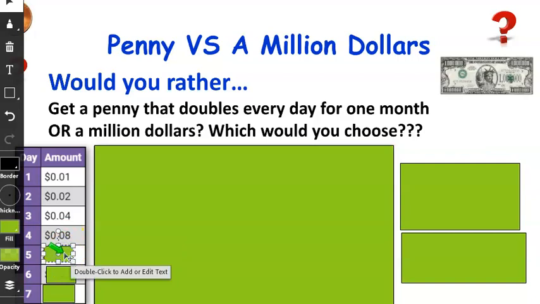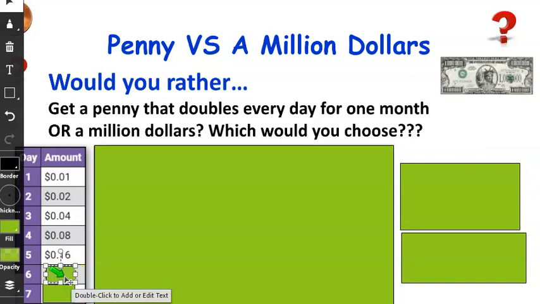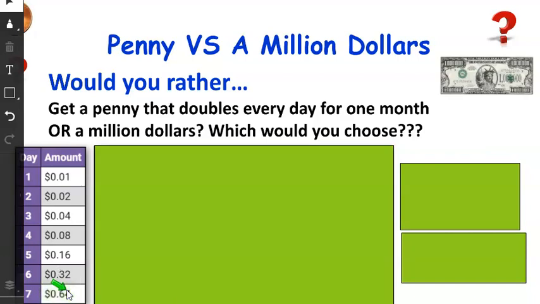On day 5, those 8 pennies double and you have 16 pennies or 16 cents. On day 6, those 16 pennies double and you have 32 pennies or 32 cents. And after 1 week, those 32 pennies double and you have 64 pennies or 64 cents. Now, would you rather have $1 million or a penny that doubles every day for 1 month?